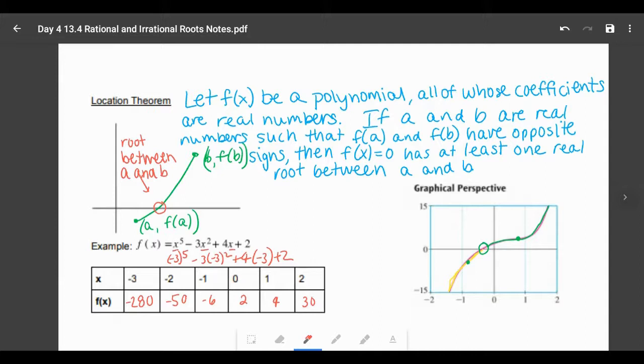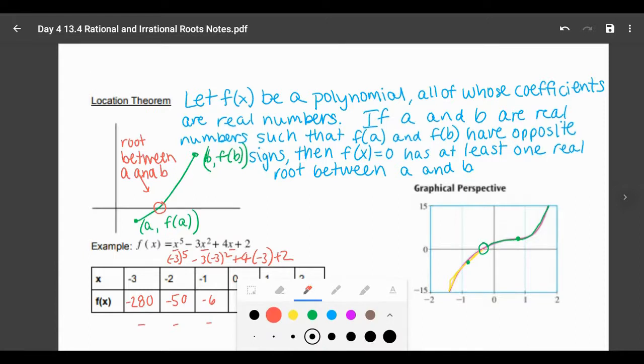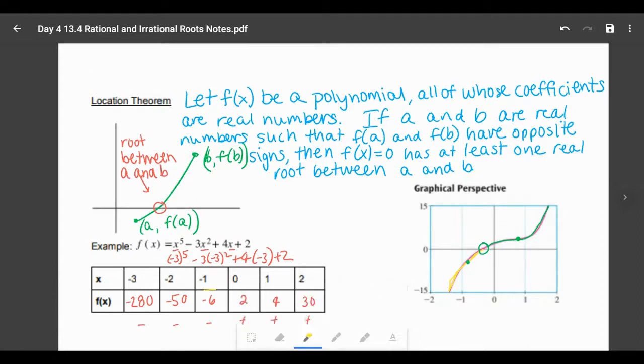Well, let's take a look at our outputs. So we have a negative, a negative, a negative, a positive, and a positive. So because I noticed that there's a sign change here between the negative and the positive value, I know that there has to be at least one real root somewhere between negative 1 and 0. And if you go and look at the graph, that's what shows this. So there is a root somewhere between negative 1 and 0. We'll talk about later how to actually find that. But for now, you can at least identify that.